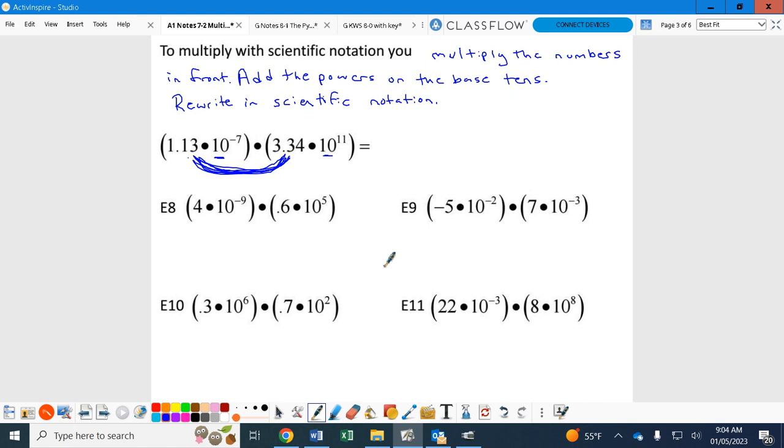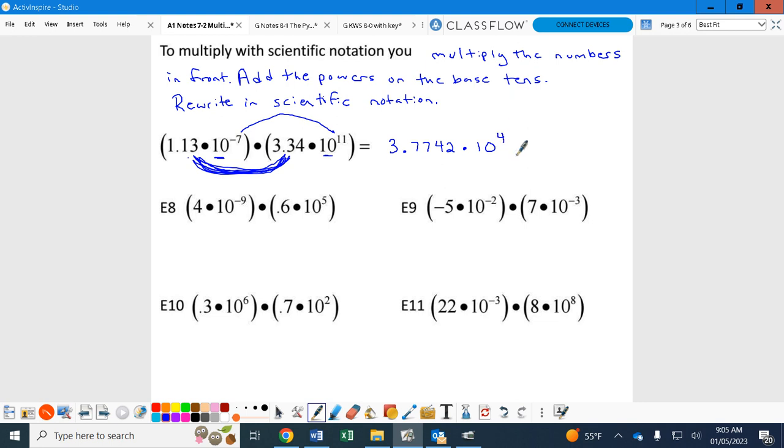Okay, guys, grab your calculators. Multiply 1.13 times 3.34. It's going to give you a longer decimal, around 3 point something. What's that give you? 3.7742. Okay, everybody get the same thing? I just want to make sure we're all on the same page. Yes? Okay. And then multiplied times 10. And then we're going to add these two powers, 10 to the negative 7th and 10 to the 11th. When you add those, what do you get for a power? 4. There you go.